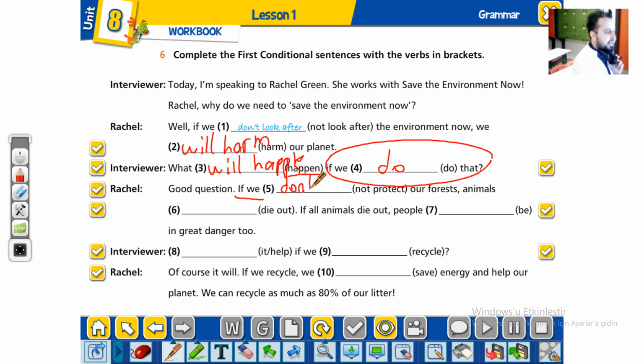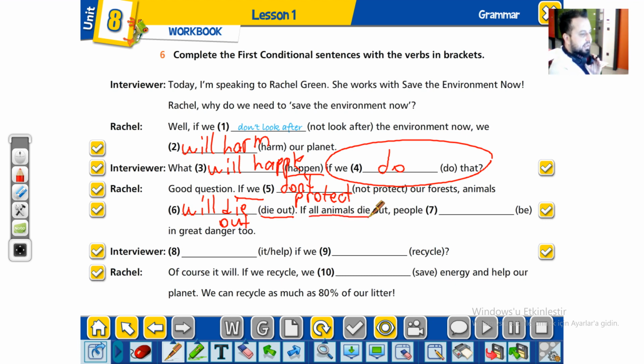If we don't protect our forests, animals die out. These words we are going to use. Animals will die out. And if all animals die out, bütün hayvanlar ölürse ne olacak? People, simple present tense is used here and we need to use future tense in here. People will be in great danger too. İnsanlar da büyük tehlike içinde olacak.